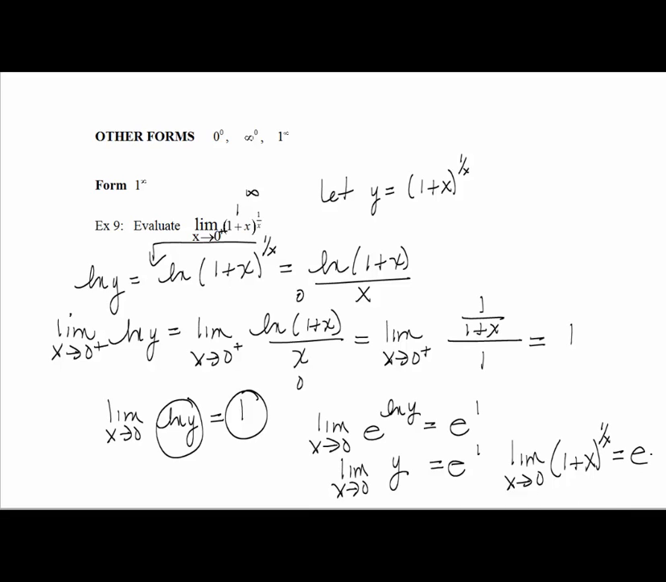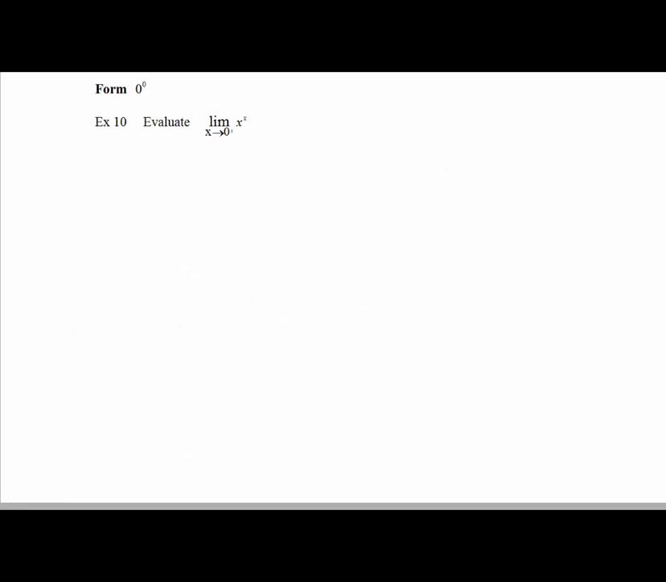So in the end, when you are solving one of these limit problems that are in one of the exponential forms, you're taking the limit of the natural log and you're getting an answer. And that answer is always going to be the exponent on e. So the final answer really is just e to the 1. Okay, let's look at the next example.